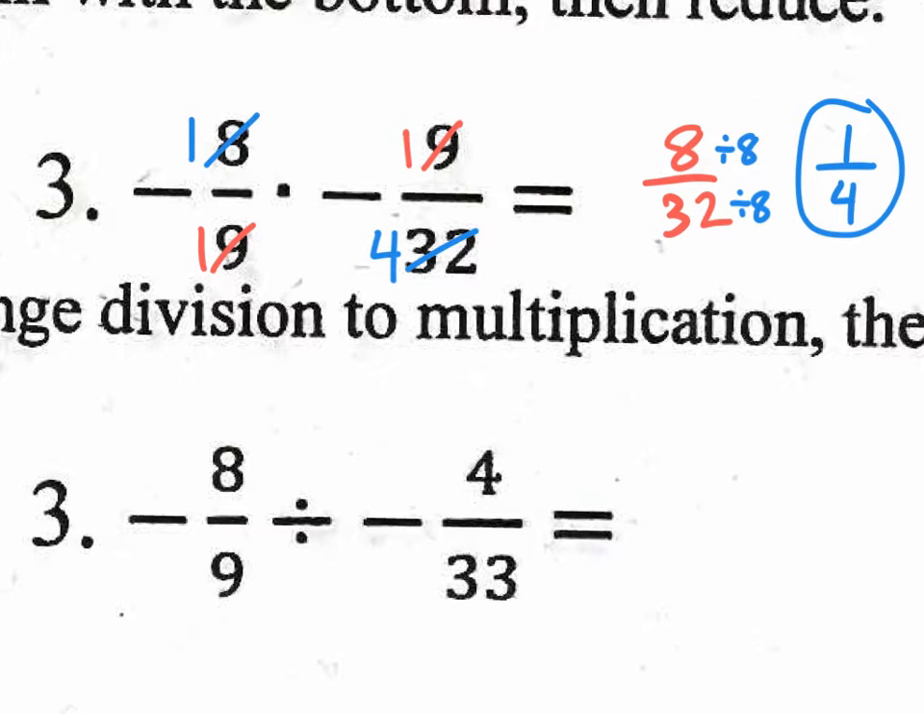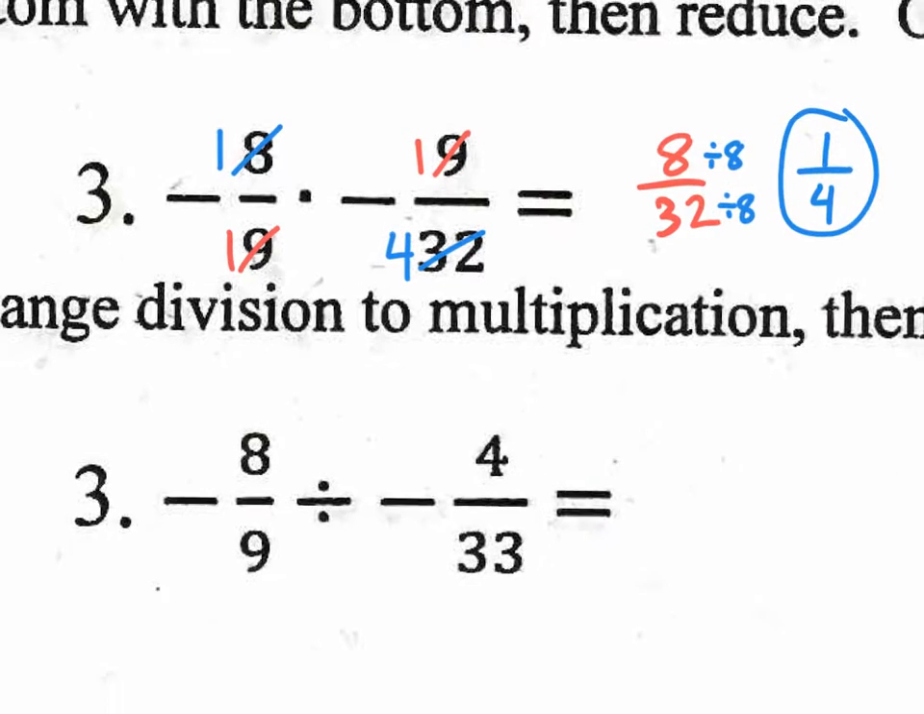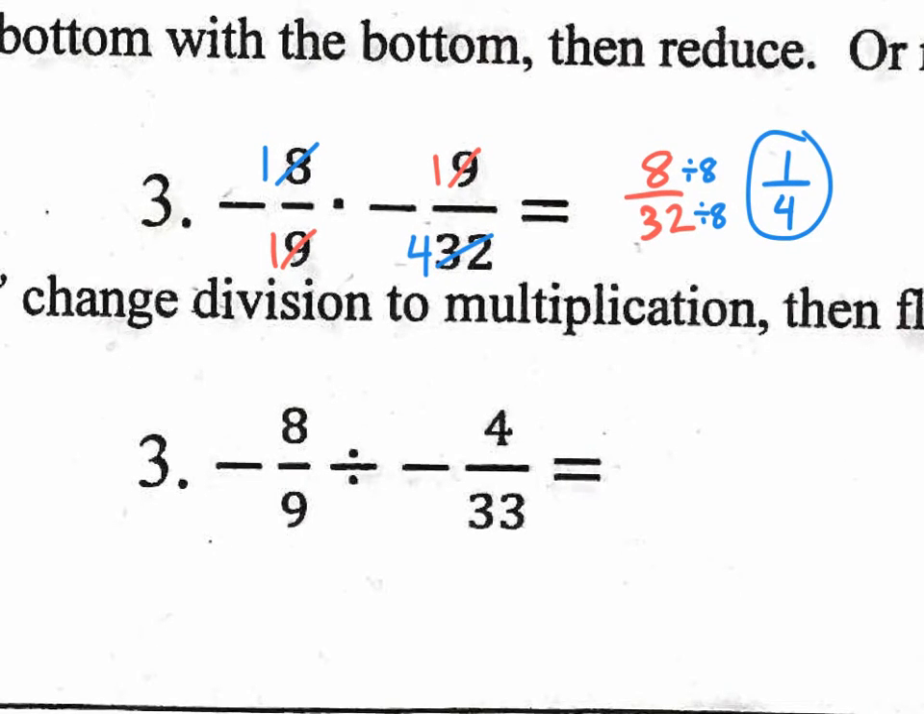And then I could have simply gone to my answer. 1 times 1 is 1. 1 times 4 is 4. And of course, a negative times a negative is a positive. So canceling definitely helps you out a lot.